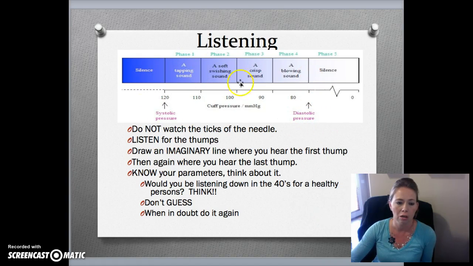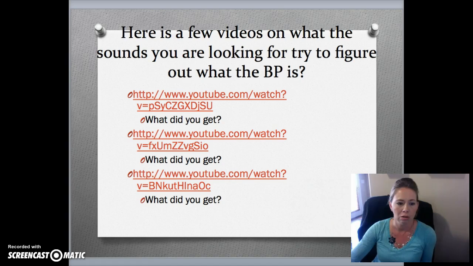This is a great little picture and video to quickly refer back to, okay? Know your parameters, don't guess, and don't watch your needle.